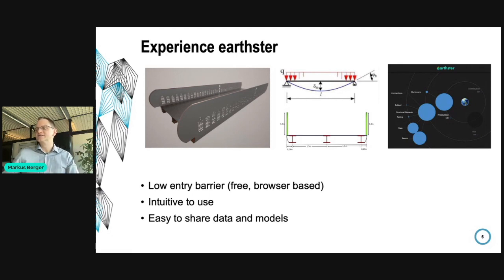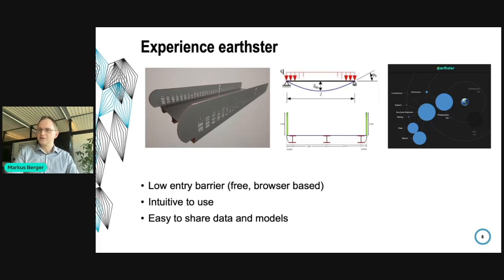And they can instantly see what consequences design decisions have on their environmental performance. So what happens if I use a different steel grade for these beams, or what happens if I make the handrails not out of steel but out of timber, etc. You instantly see the bubbles changing, and that is very nice for students, to see this link between design and environmental impact. And the first experience we got here is really what students like.